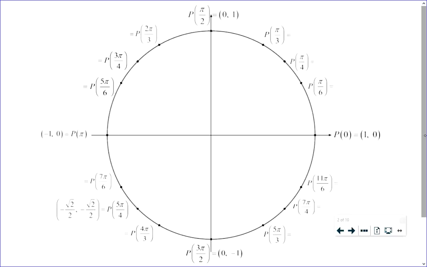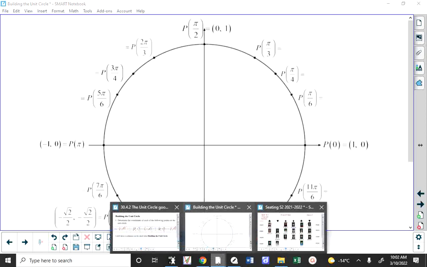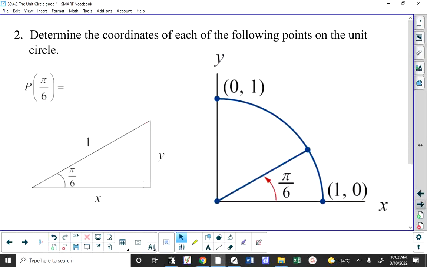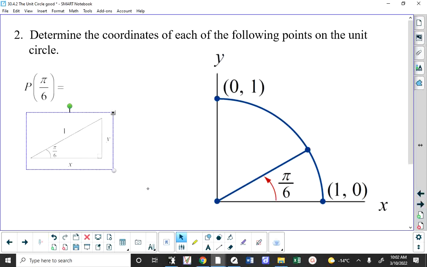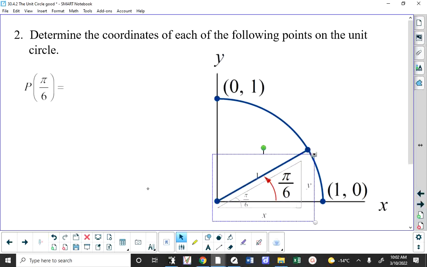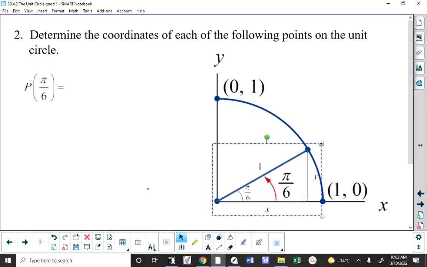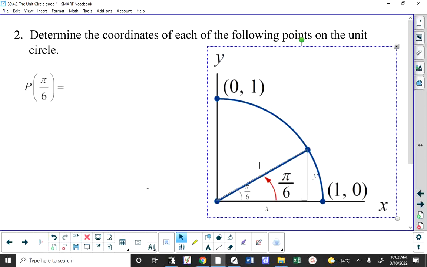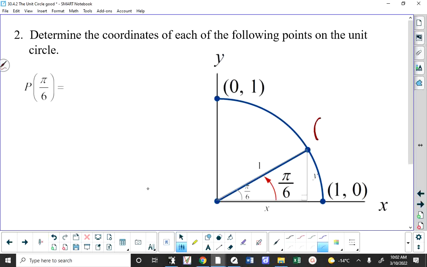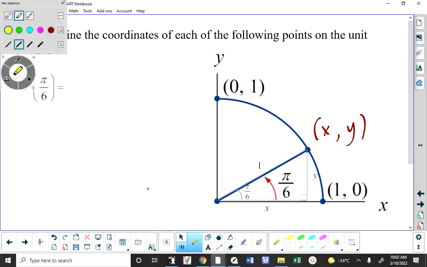Okay, so now we're going to do P of pi over 6. And I've given you some workspace here. I've given you a little triangle, and I've given you the quadrant 1 that has pi over 6 in it. And I hope it's not lost on you if you look up here that I can take this triangle and I can put it in here, right? That triangle that you have drawn on paper is the triangle over here, which means that this x-coordinate and y-coordinate are given by the lengths of these sides.